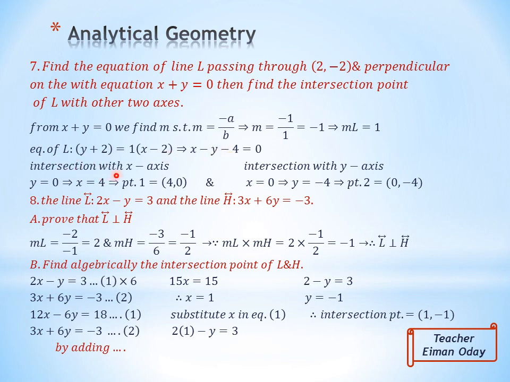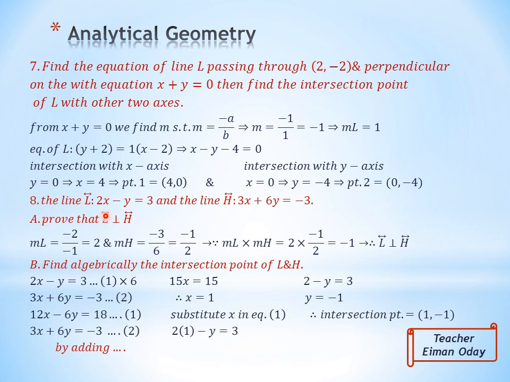To find the intersection with the x-axis, make y equal 0. And to find the intersection with the y-axis, make x equal 0. So here is the first part of intersection, and here is the second part of intersection, and we have got 2 points for intersection. And that's what you wanted with the two axes, meaning the y-axis and x-axis.